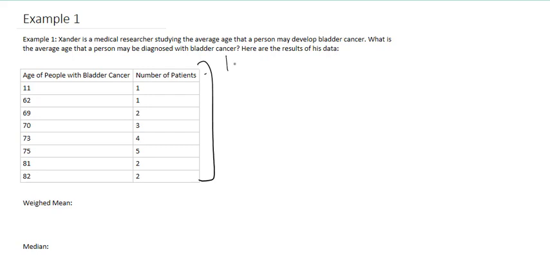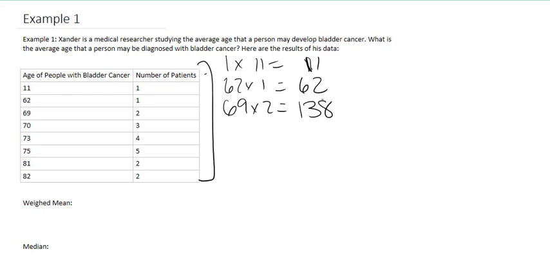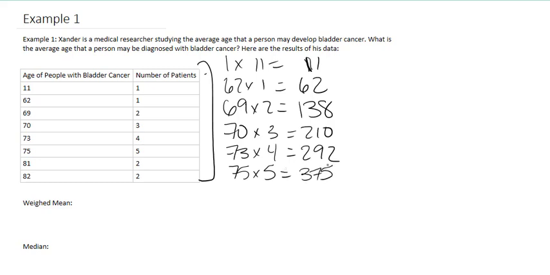So 1 times 11 is 11. 62 times 1 is 62. 69 times 2 is 138. 70 times 3 is 210. 73 times 4 is 292. 75 times 5 is 375. 81 times 2 is 162. 82 times 2 is 164.